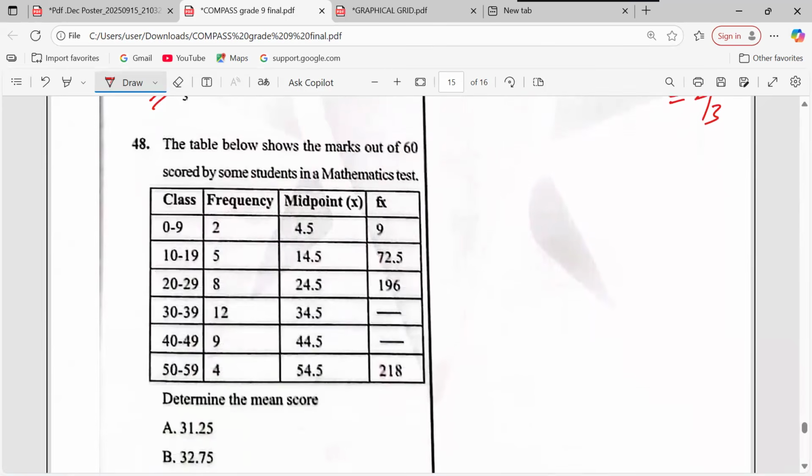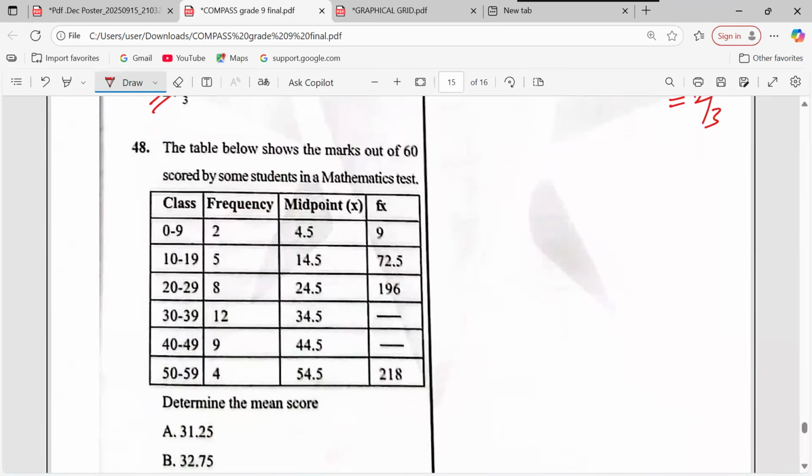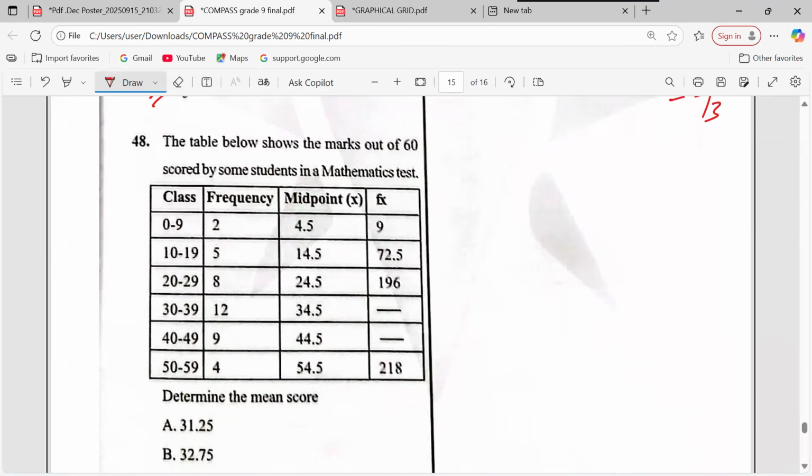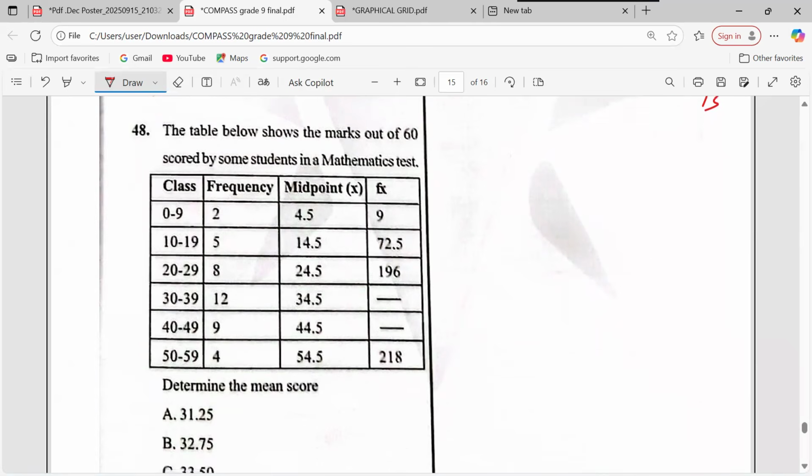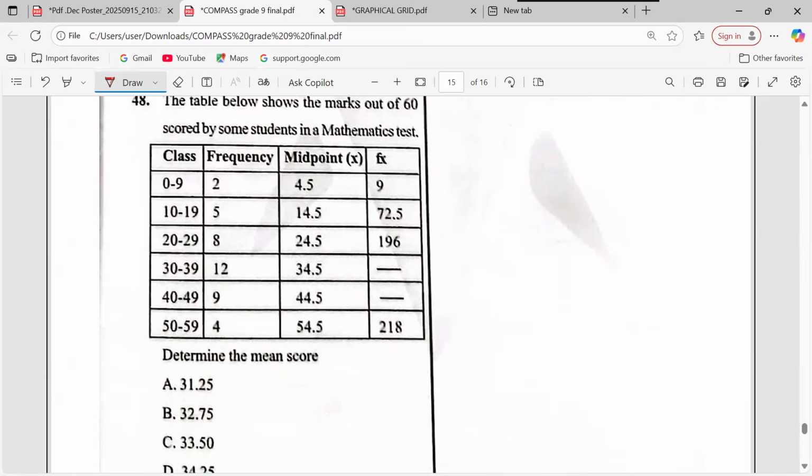Question 48. This one is a question from data handling, which has been simplified for this particular case. So at this point, the table below shows the marks out of 60 scored by some students in the math test. We have the classes for the marks as displayed there, the frequencies, which is the number of students per class, then the midpoint of each class. The midpoint is gotten by adding the limits and dividing by 2: 0 plus 9, divided by 2, is 4.5.